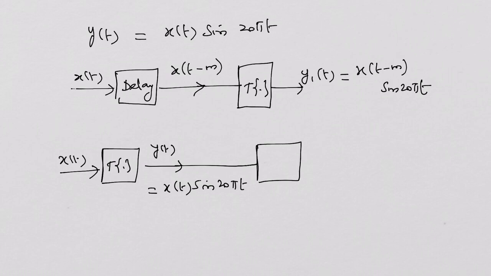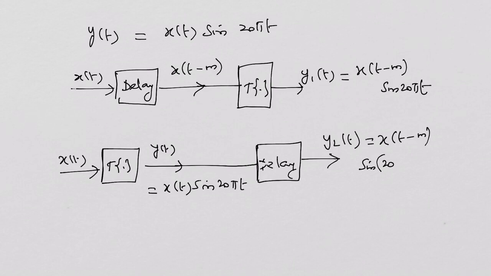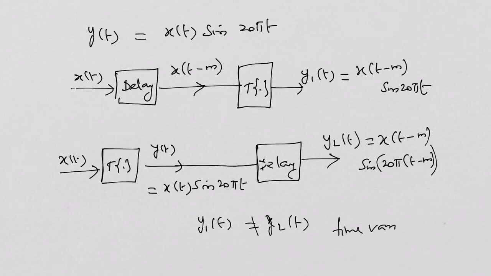But what should you do? The second step, you must apply the delay operation. The delay will produce the delayed response, so it will become y2 of t. Wherever t comes, it will be replaced by t minus m, into sine of 20 pi into t minus m. Wherever t is available, it is replaced by t minus m. Wherever x of t is available, it is replaced by x of t minus m. If both responses are equal... Unfortunately, in this case, both the responses are not equal. So I can say that the system is a time variant system.